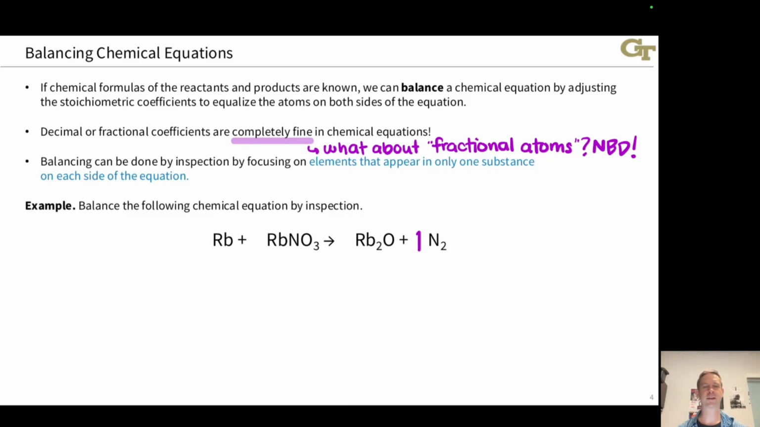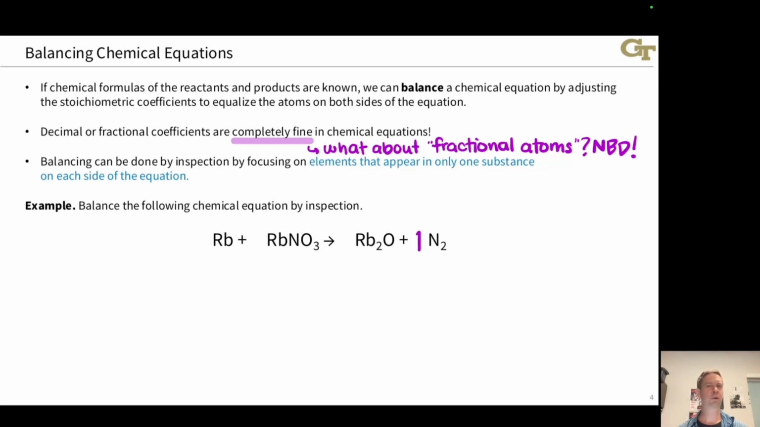So let's work through an example here where we're looking at rubidium metal, Rb, reacting with rubidium nitrate, RbNO3, to make Rb2O and 1 N2. And I've gone ahead and listed a stoichiometric coefficient of 1 on the N2. And when you're starting out in balancing, you can always just add a 1 to something in the chemical equation. This will get you started, and there's nothing wrong with doing this. And it's actually the best way to get started. Just throw a 1 on something and start planning things out.